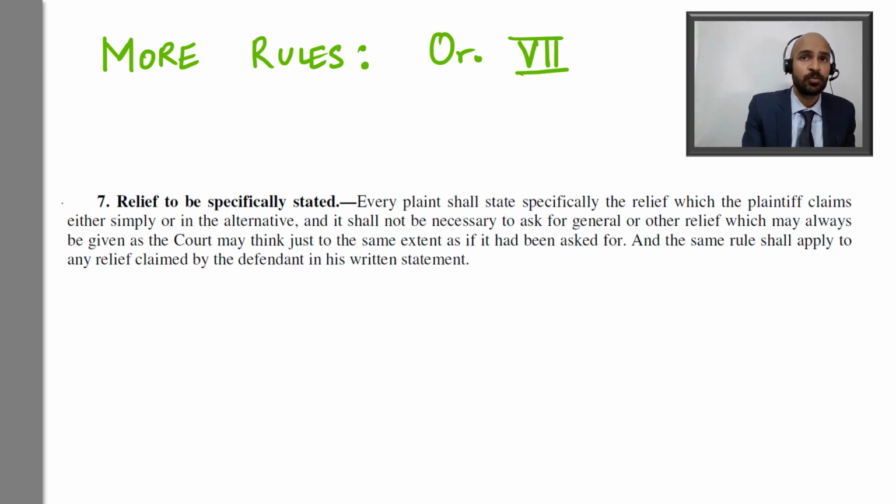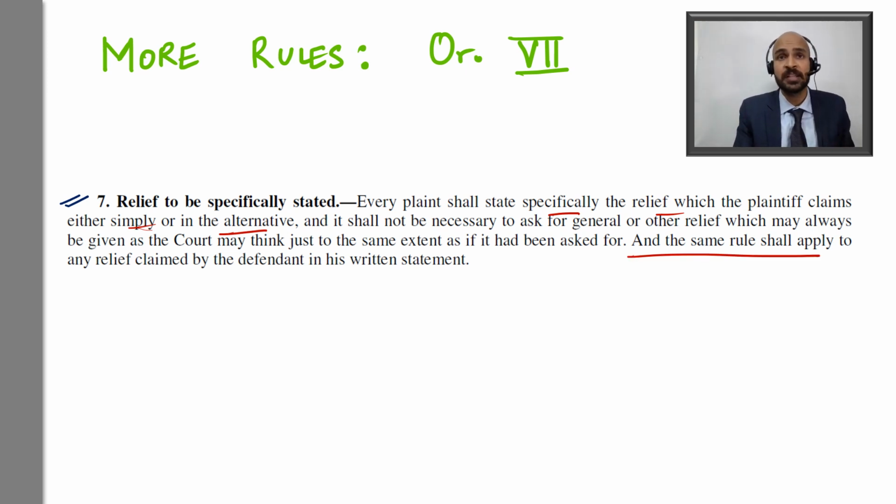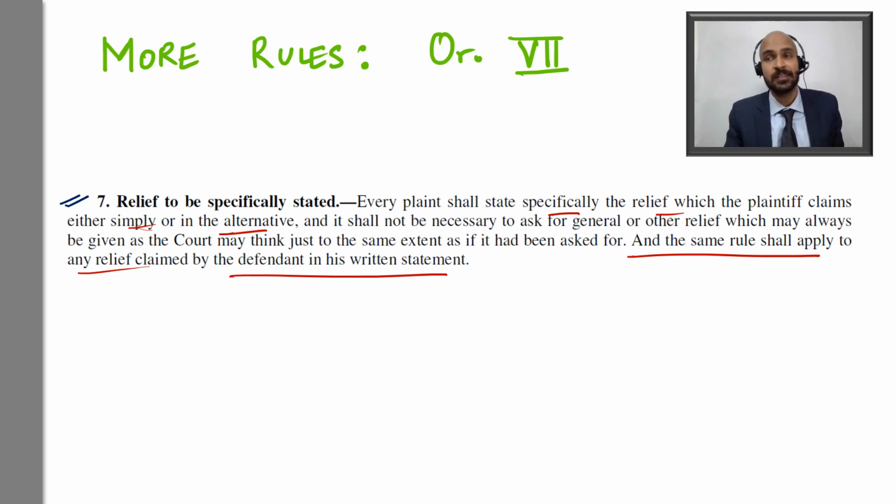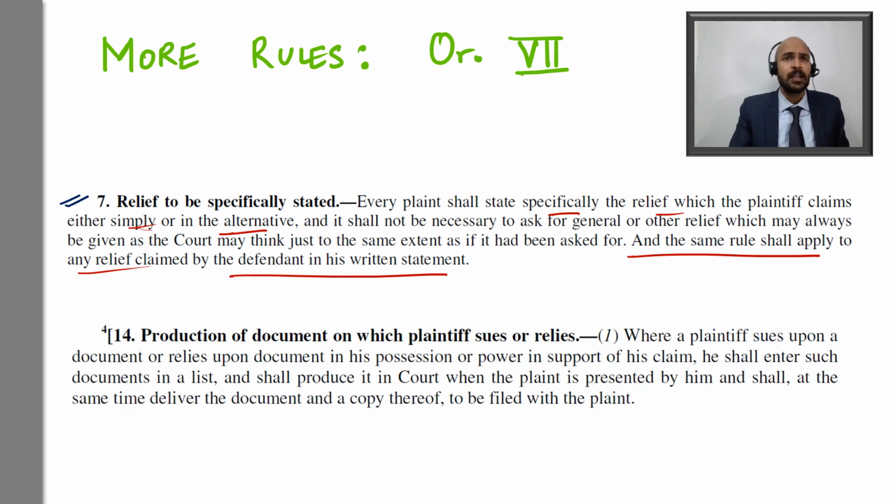For example, if you look at Rule 7, it says that the plaint should state specifically the relief which is claimed. We saw the relief as the third part in the plaint. Either simply, or you may seek an alternative where you say that you may grant me anything else. Okay. It also says here that the same rule shall apply to the defendant in his written statement. Very interesting. You have a point in Order 7 that talks about the written statement, although Order 7 technically is only about the plaint. Likewise, you have a rule here, Rule 14, that says that when the plaintiff relies upon a document, he should present that document along with the plaint.